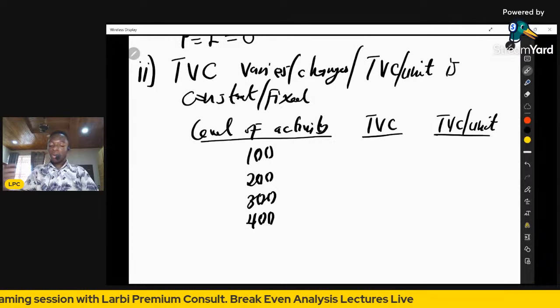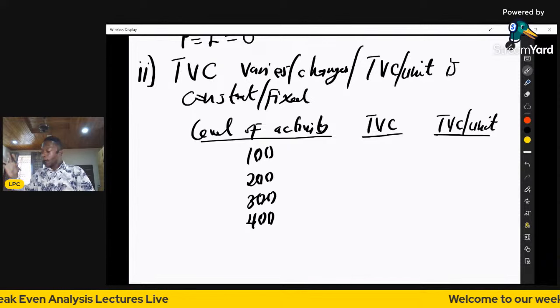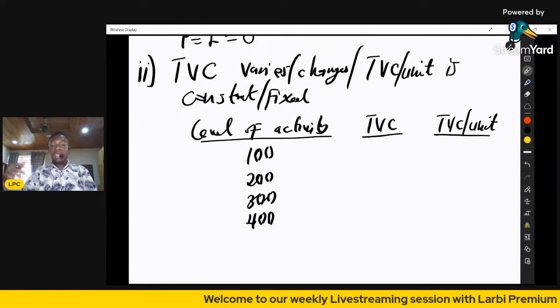And let's say the cost we incur in producing 100 bags of cement, or 100 units of any product at all, the total variable cost for such 100 is, let's say, 2,000.